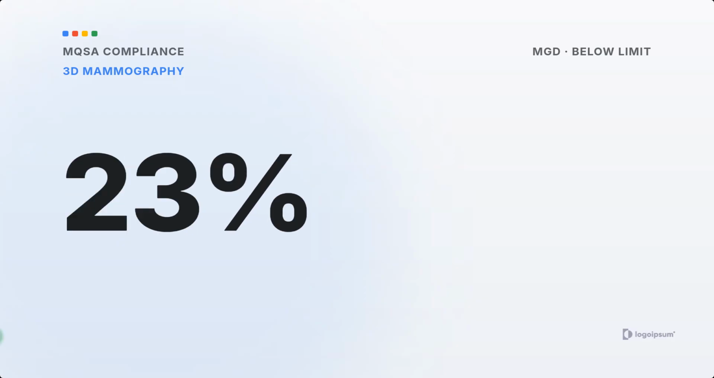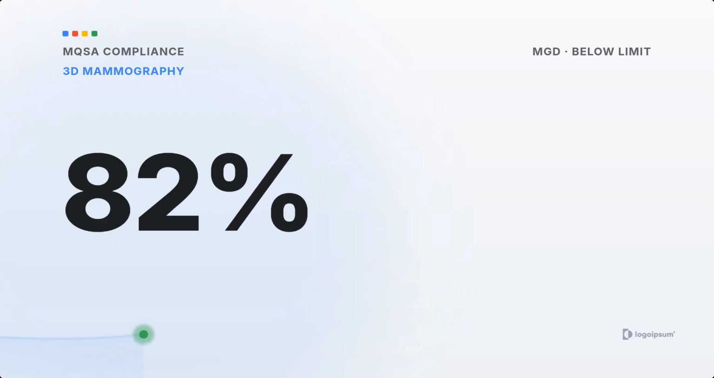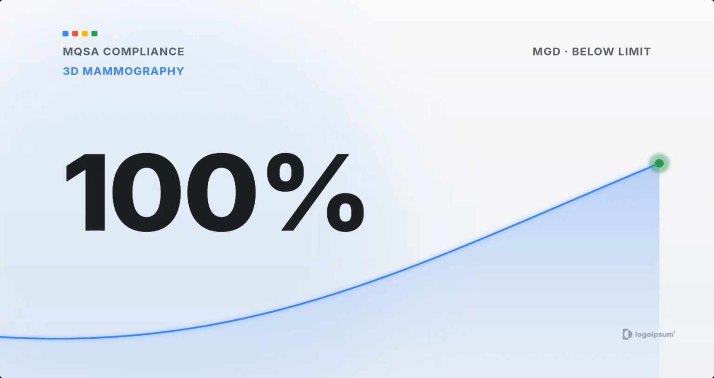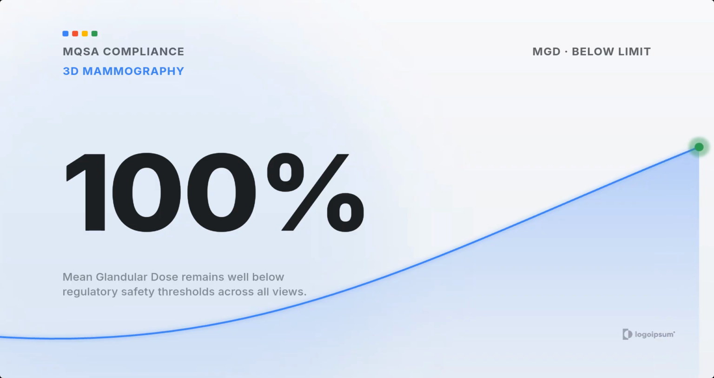Uniform tissue compression remains fundamental to quality breast imaging in both 2D and 3D acquisitions. Proper compression flattens tissue thickness, reducing X-ray scatter, preventing motion blur, and lowering the required radiation technique. Under regulatory standards like MQSA, the mean glandular dose for a standard screen film or digital view must remain well below safety limits, and 3D technology easily complies with these thresholds.